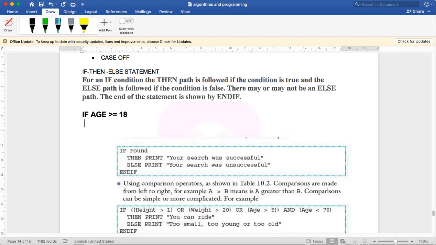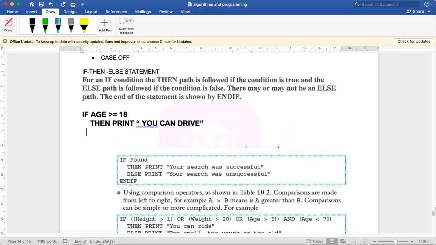So, if age is greater than or equal to 18, then print "you can drive", right? Else print "try next year", right? Try next year.